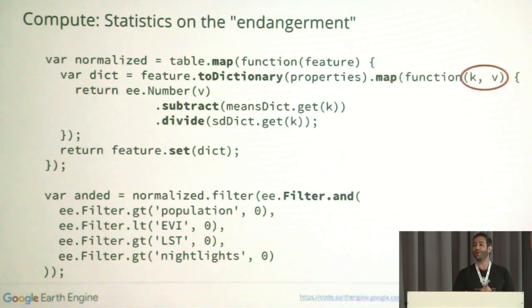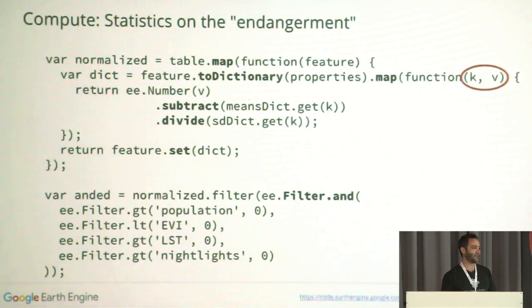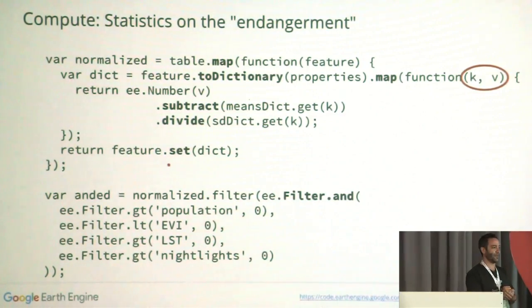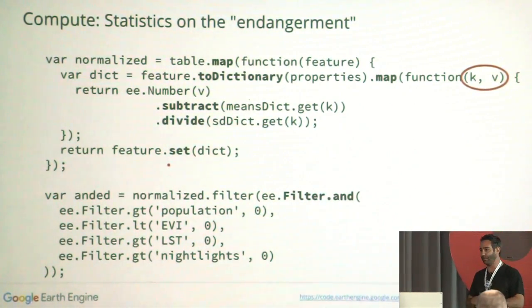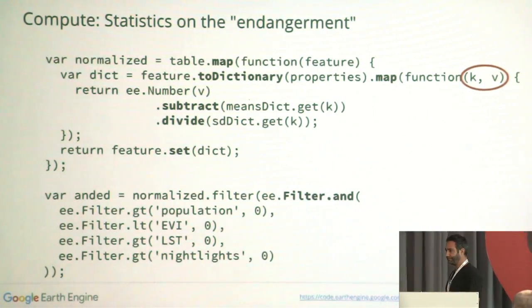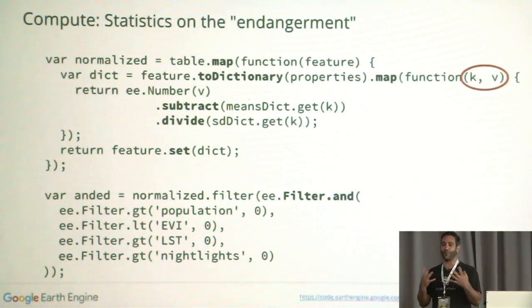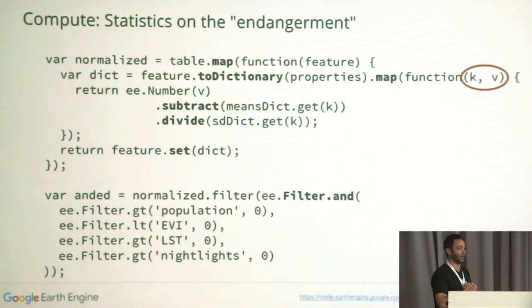Map a function over the dictionary. When you map a function over the dictionary, that function takes two values, a key and a value. And so we just return the value with the mean subtracted. You just get the mean straight out of the mean dictionary. You get the SD straight out of the SD dictionary, divide by the SD, and return the feature with the normalized values, which is going to overwrite whatever values are there already. And that's it. This is just mapping a function over a feature collection in order to normalize the data using the stats that you've already computed.